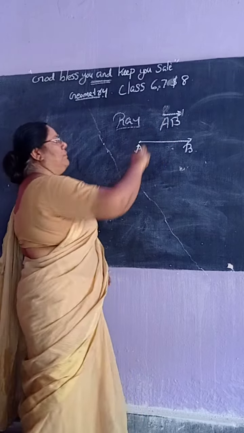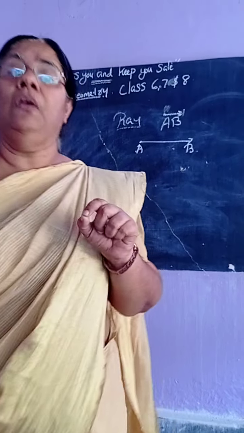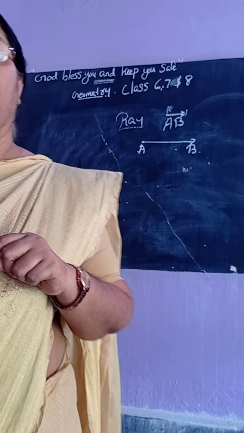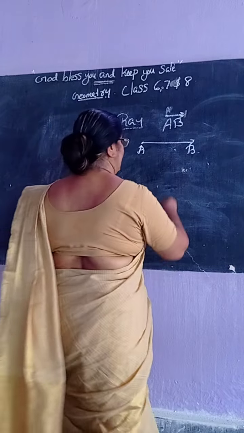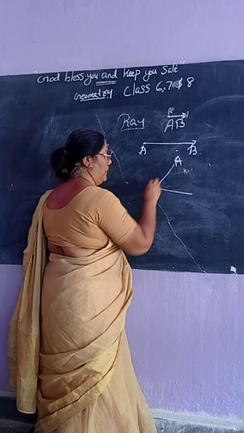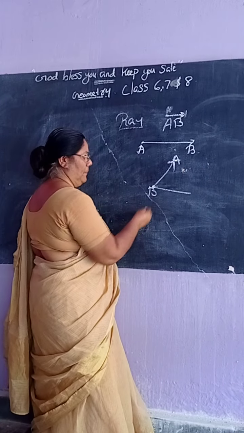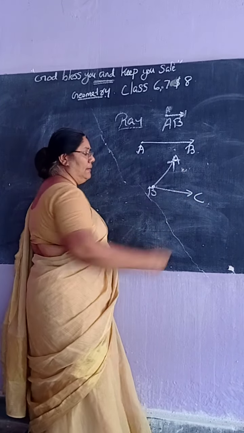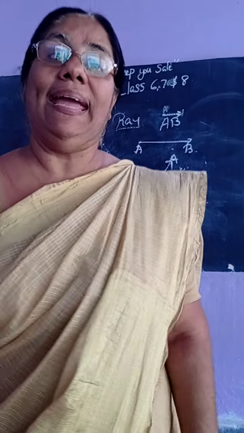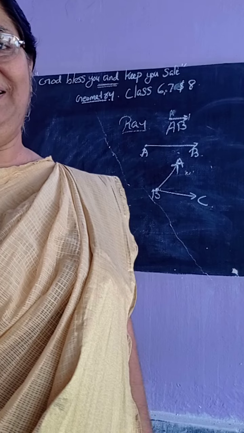Understand? The meaning of this is A is the fixed point and there is no end point. Therefore, a ray has only one end point. When you join two rays, BA is a ray and BC is another ray. When you join two rays, you will get an angle.